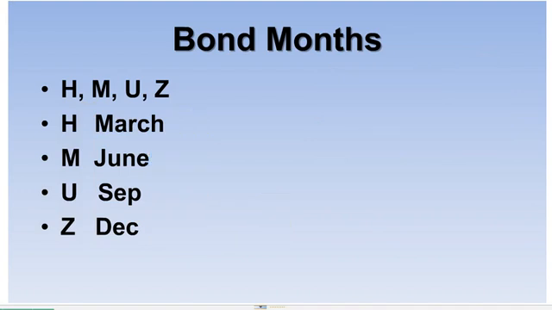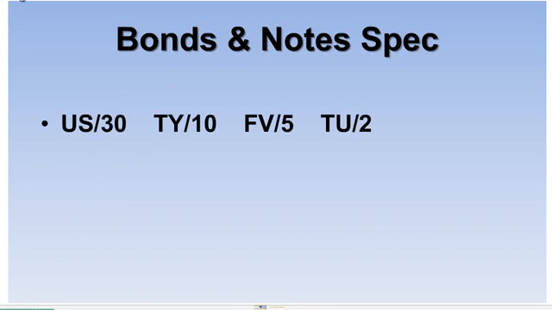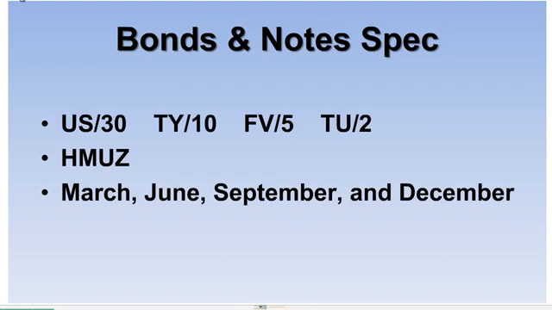Let me trash all that and then go to my next slide. So these are the bond and note specs. The 30-year: HMUZ, March, June, September, and December.